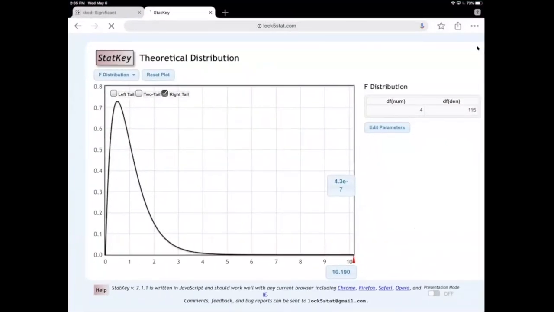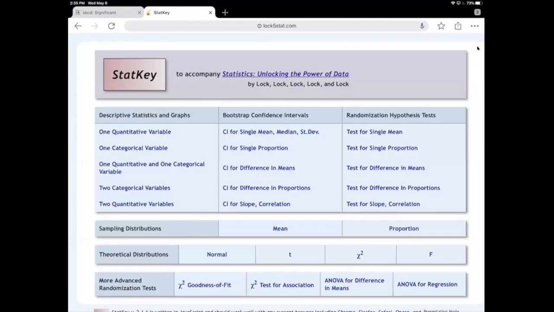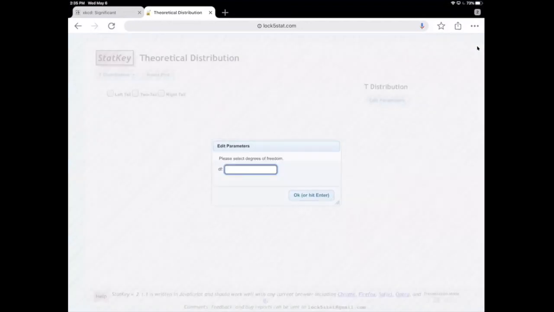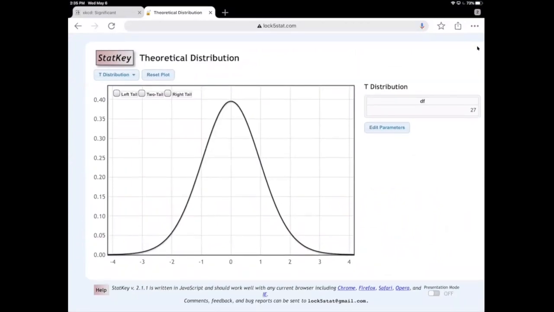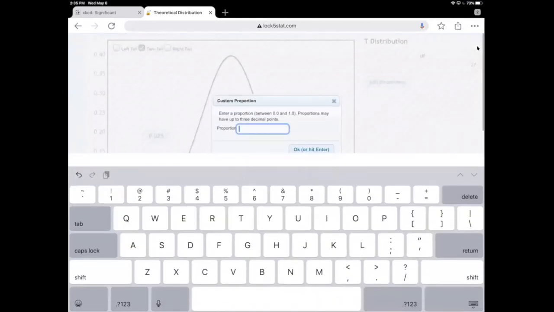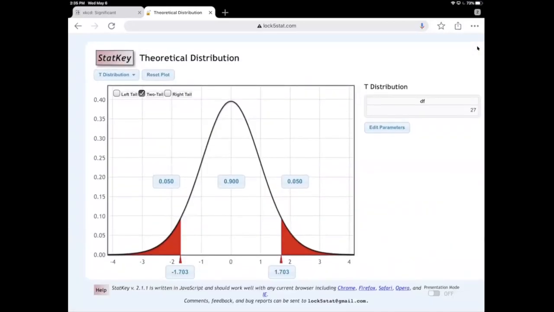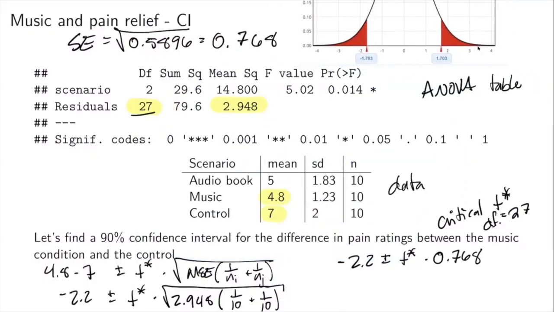So I'm going to go to StatKey. I'm going to pick my theoretical distributions, and I'm going to pick my t distribution. And then my degrees of freedom are going to be 27. And then, because I'm doing a confidence interval, I'm going to do a two-tail. It's defaulting to 95% confidence, with 95 in the middle. That would be the critical value. I said I wanted to do a 90%, so I'm going to put 0.90 in here. And then that's my critical value, 1.703. So that's my critical t-value.